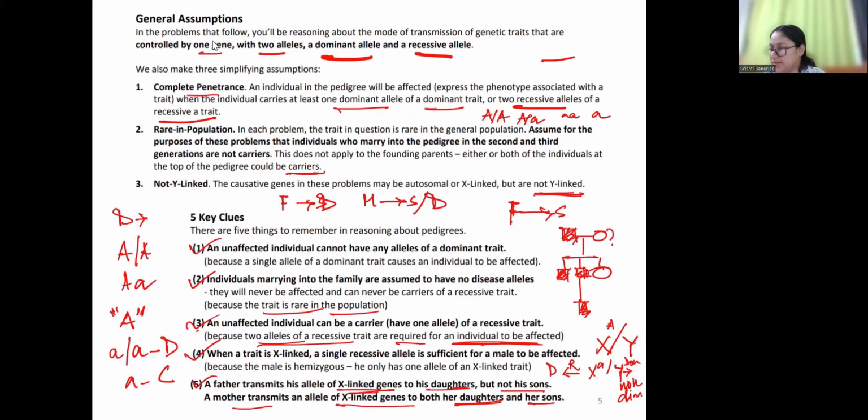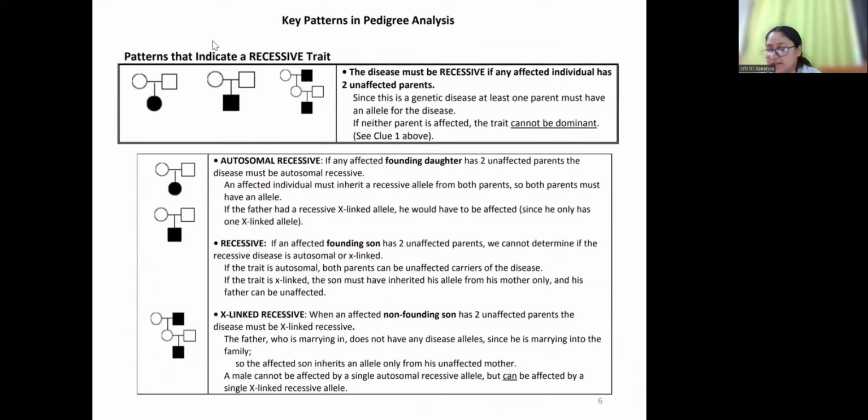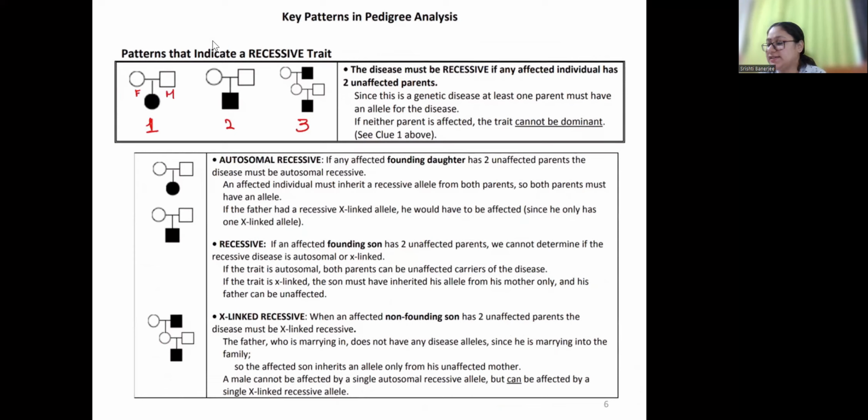Okay, let's talk about some more. Now let's get into the patterns and what is exactly happening. If we see here the pattern one, maybe two, and then three. In this pattern, here is a female, here's a male, and this is an affected female. A particular female is affected, but her parents are not affected. So what could have actually caused this female to be affected?